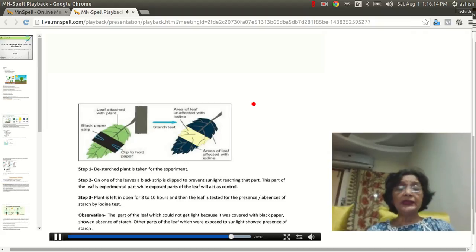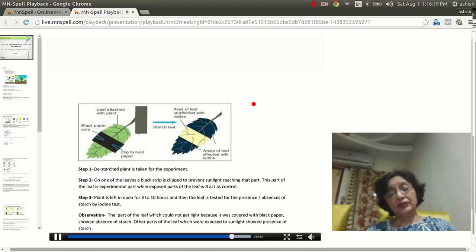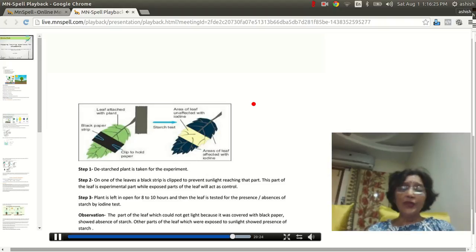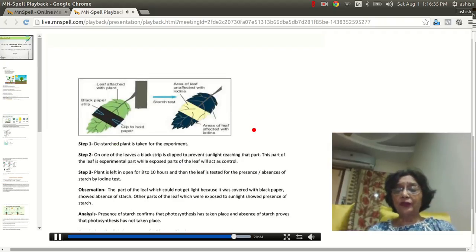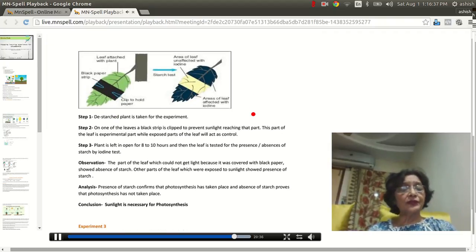And remember that these leaves are also made de-starch. In all the experiments done for proving photosynthesis, we have to de-starch the leaf first. So we have put a black strip and clipped it, exposed it to the sunlight for a few hours, and then it is tested for the presence of starch.